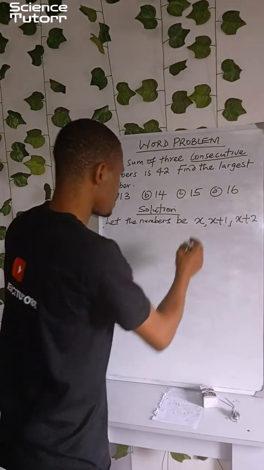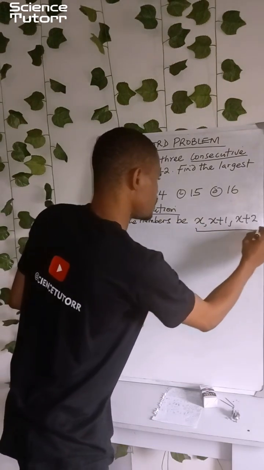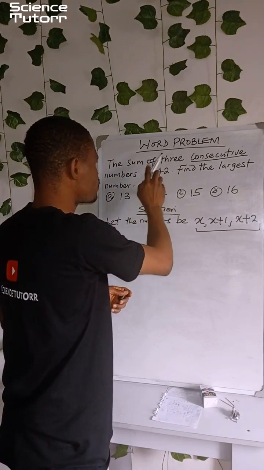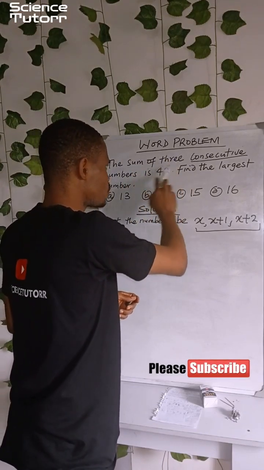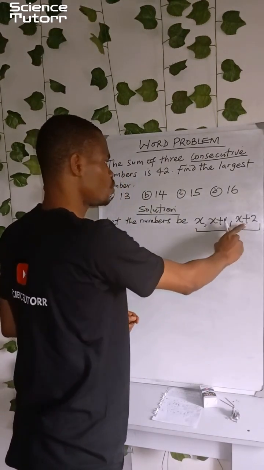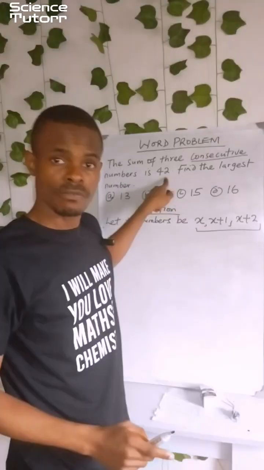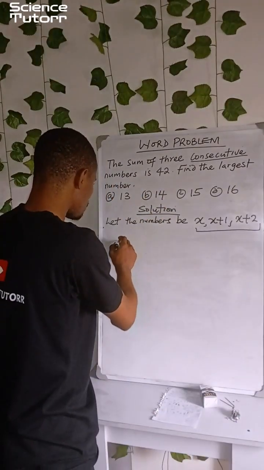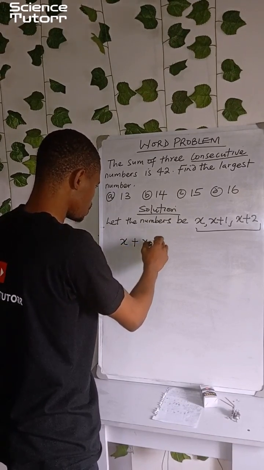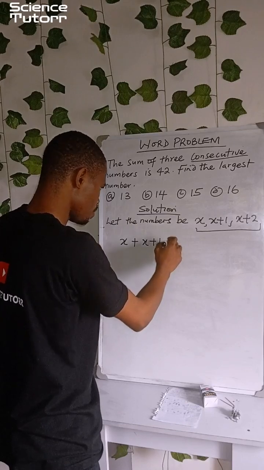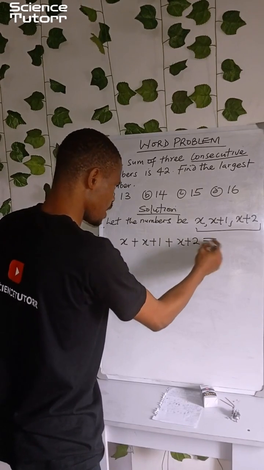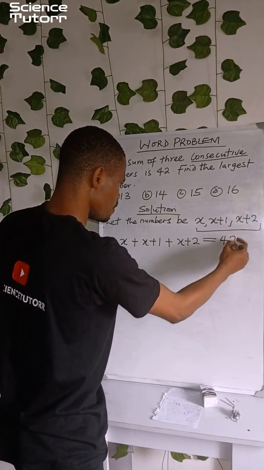Having obtained this, they said the sum of three consecutive numbers. These are the three: 1, 2, 3. That means if I add them, it is supposed to give me 42. So what does it mean? It means x plus x plus 1 plus x plus 2. These are the three numbers. When I add them together, it is supposed to give me 42.